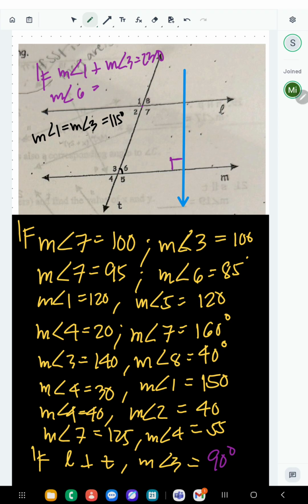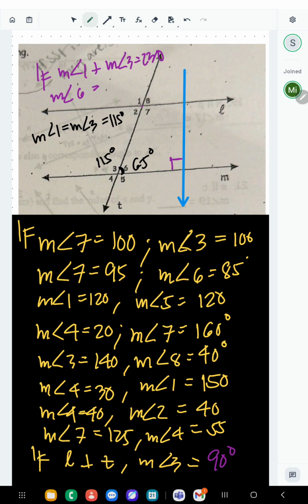And what's the relationship between 1 or 3 with angle 6? This is angle 6. Okay. 1 and 6 are corresponding? No. No. Because they are alternate. Yes, that one. So that means if this is 115 degrees, what is angle 6? 65. Alright, I think we did that well.